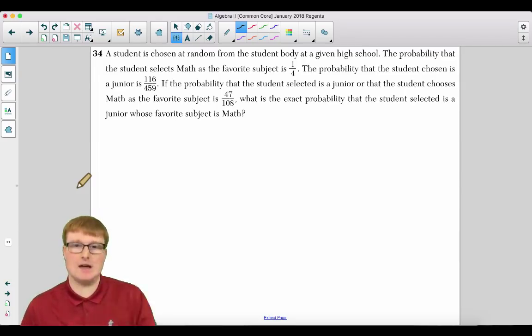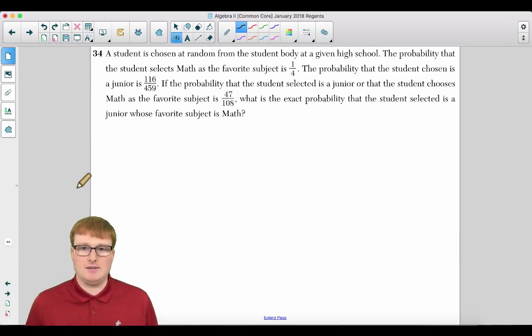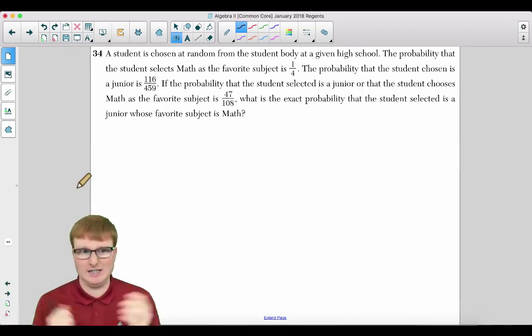Probability. One of my least favorite topics, but I'm starting to get a little more confident with it. I mean, I was always confident with probability. I just never liked it.